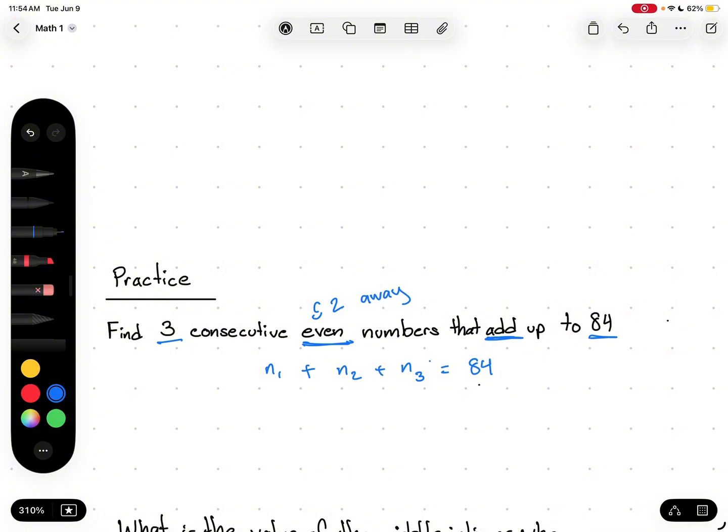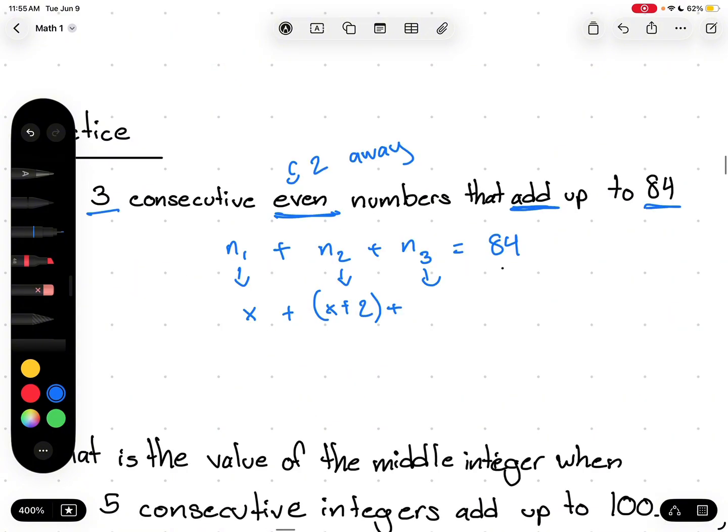Second, we can replace each of our numbers with our x term. We know that n1 is x. We keep the plus the same. n2 is x + 2 because it's an even number, and we keep the plus, and then we have x + 4 because that's 4 numbers away from x, which is 2 even numbers away, equals 84. And again, we just solve like normal. We have 3 x's, we have 2 normal terms, 2 plus 4 is 6, equals 84.